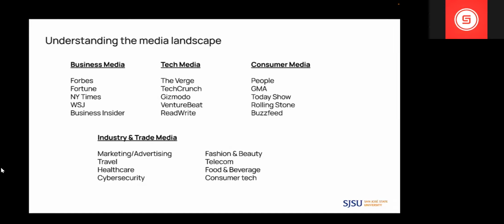So there's a bunch of different media outside of what you're looking at here that fall into these industries or trades. Then you also have fashion and beauty. Think of Elle, Cosmopolitan, those other specific fashion and beauty publications. You have telecom, food and beverage, wine.com, things like that. So it's important that you understand that these are all different media publications, right? There are different industries, there are different journalists.